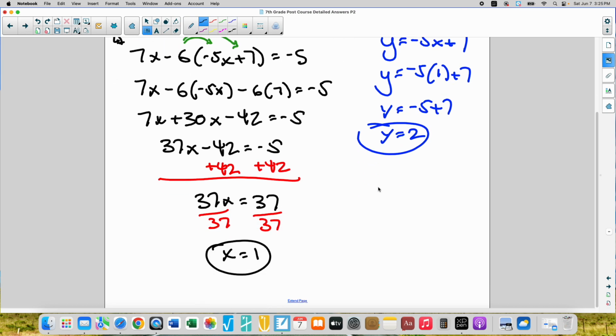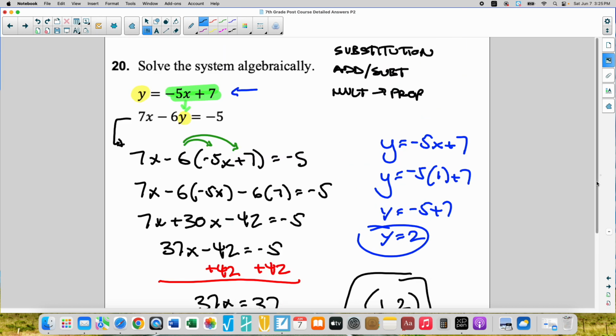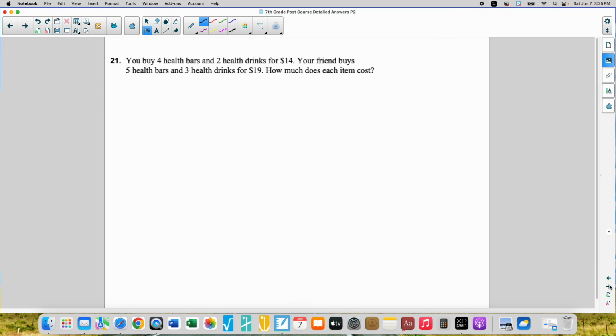So the solution is a point, or the solution is a common solution between those two equations, and that is 1, 2. That is a solution to both of those equations.